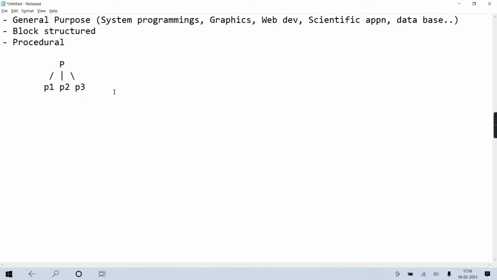So procedural concept means what? I hope you're understanding. Dividing bigger problem into smaller problems. And for every small problem, we write separate blocks. And those separate blocks are called procedures. Getting? Then case sensitive.